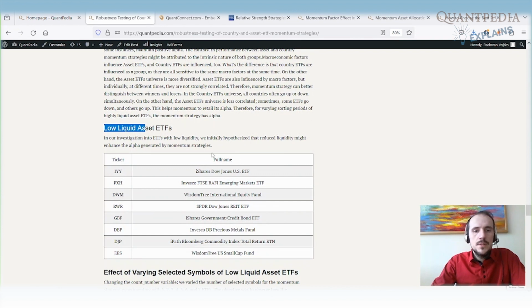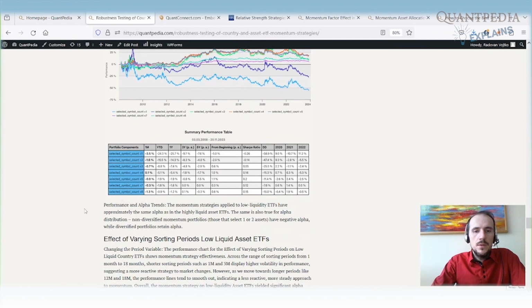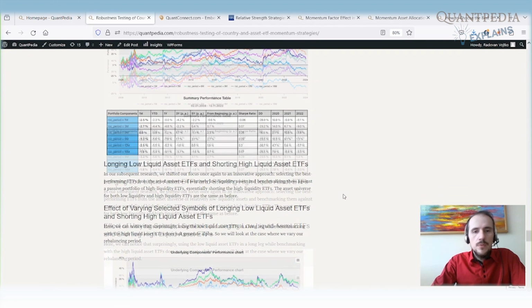So for each asset from the first group, we try to find the ETF that has a very, very small liquidity compared to the first ETF from the high liquidity group. And then we run those tests again, and once again on the low liquidity universe we have the outperformance. And when we change the sorting period, we are able to find even strategies which have alpha around 2 or 3%. So that's significant alpha on ETFs compared to the average equally weighted investment universe of those ETFs. So the momentum outperforms.